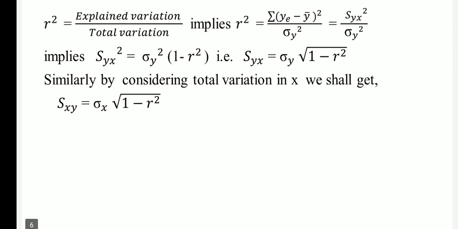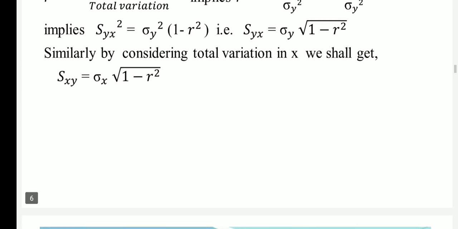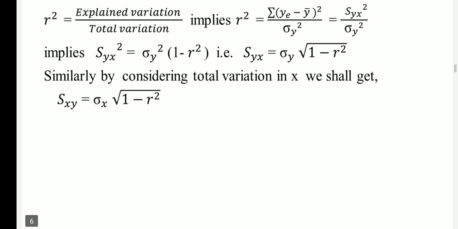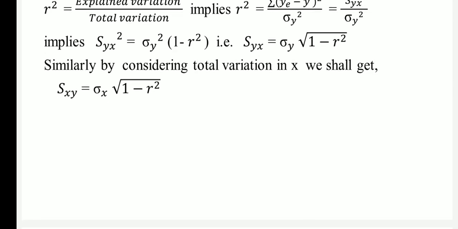Similarly, by considering the total variation of x, we shall get sxy. Here yx means the regression equation of y on x, and xy means the regression equation of x on y, which equals sigma x into square root of 1 minus r squared.